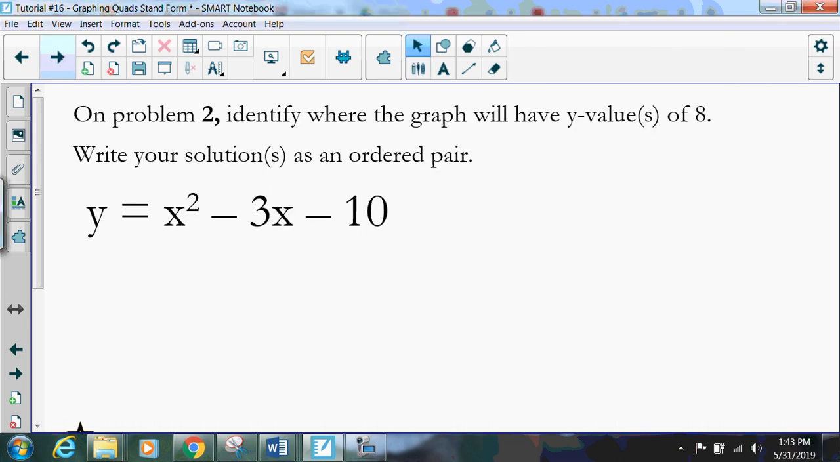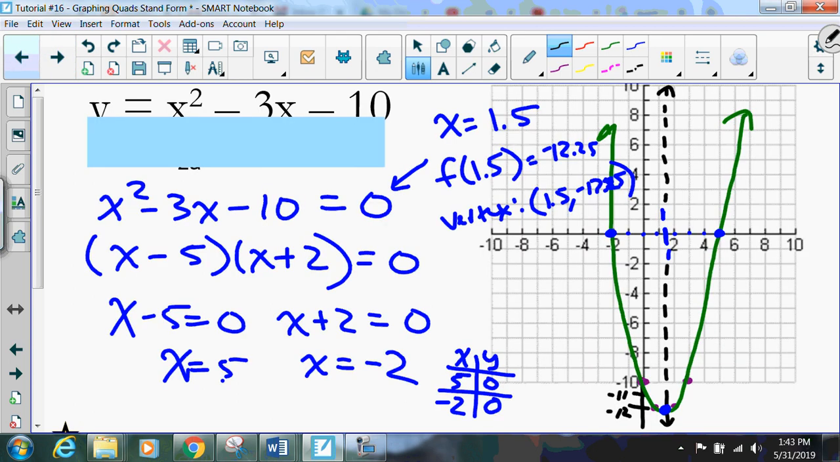All right, and our last problem. So on problem 2, identify where the graph will have a y value of 8. Write your solution as an ordered pair. So I'm going to try to make this problem as easy as possible. Here's the deal. When we look back at the graph, we see y is 8 way up here. Okay, this is where y is 8.